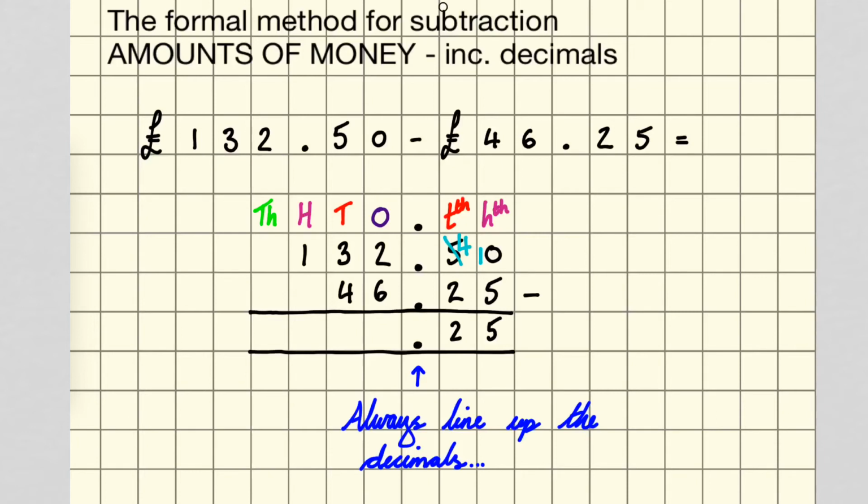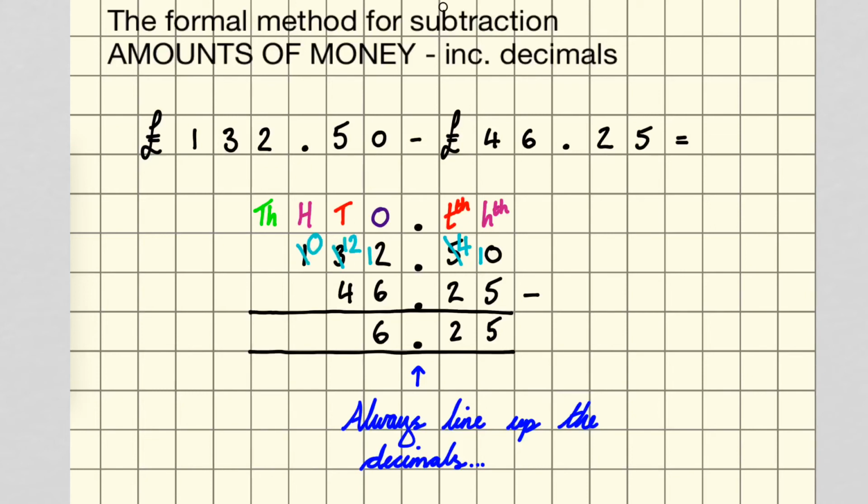Then we move on, we ignore this column, which is just going to have the decimals in, and we look straight at the ones column, and again, we're going to have to exchange. We've got 12 now, take away 6, which leaves 6. And now in the tens column, we've got 2 tens, take away 4 tens. Again, not possible, we're going to have to exchange.